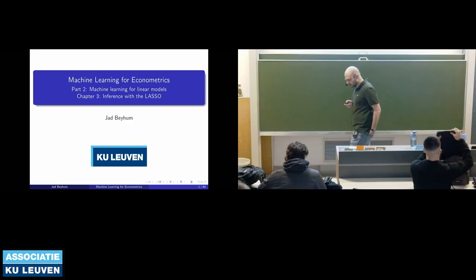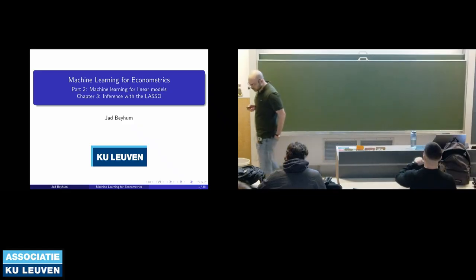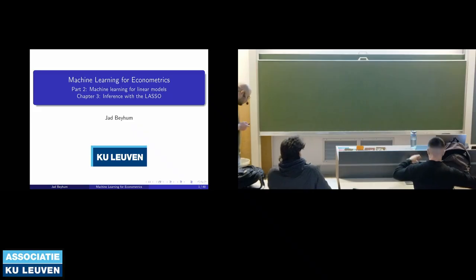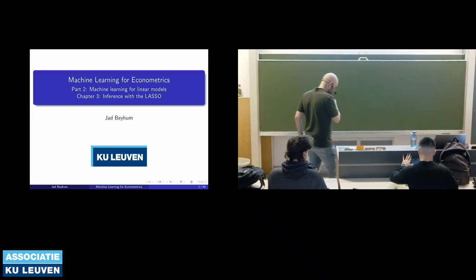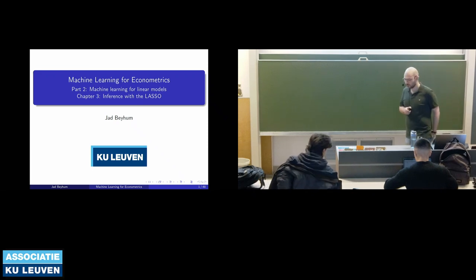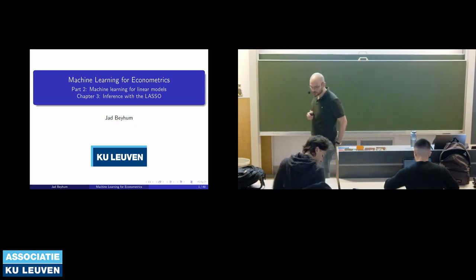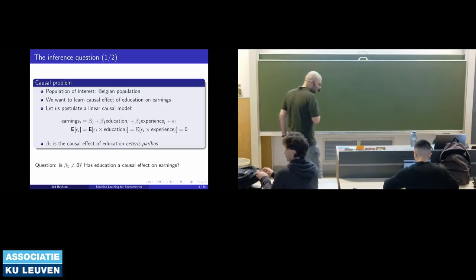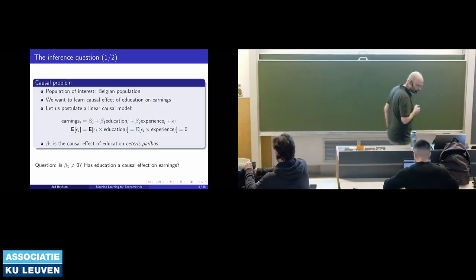So in chapter 3, we discussed how to do inference on the beta coefficient in a linear model, so on the slope, on the causal effect when you assume that the model is causal. And we discussed how we usually do that with OLS, and why it's more complicated when you have high-dimensional data and you want to use lasso. And we discussed also some fixes, like some solutions to the problem with the lasso. So this was the basic problem.